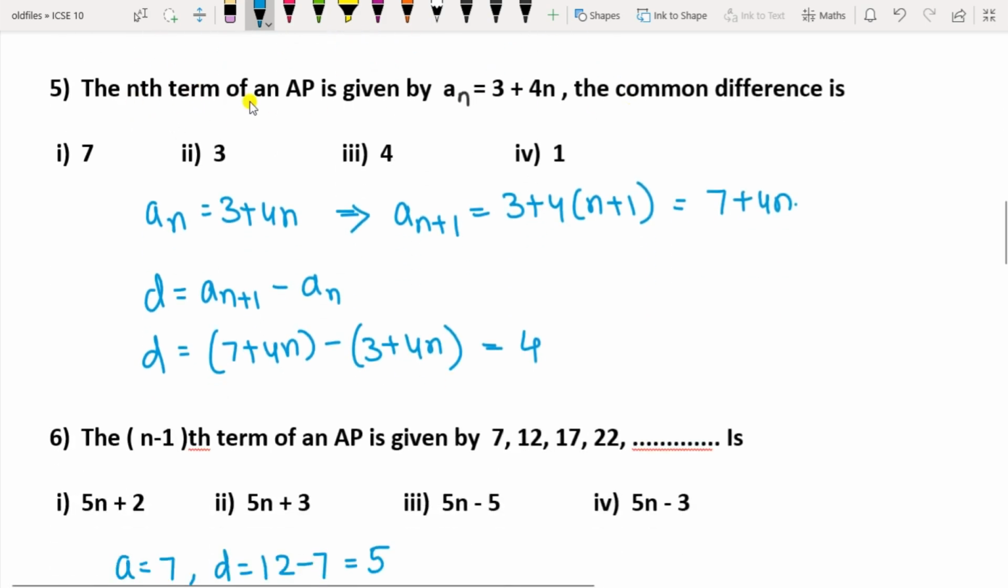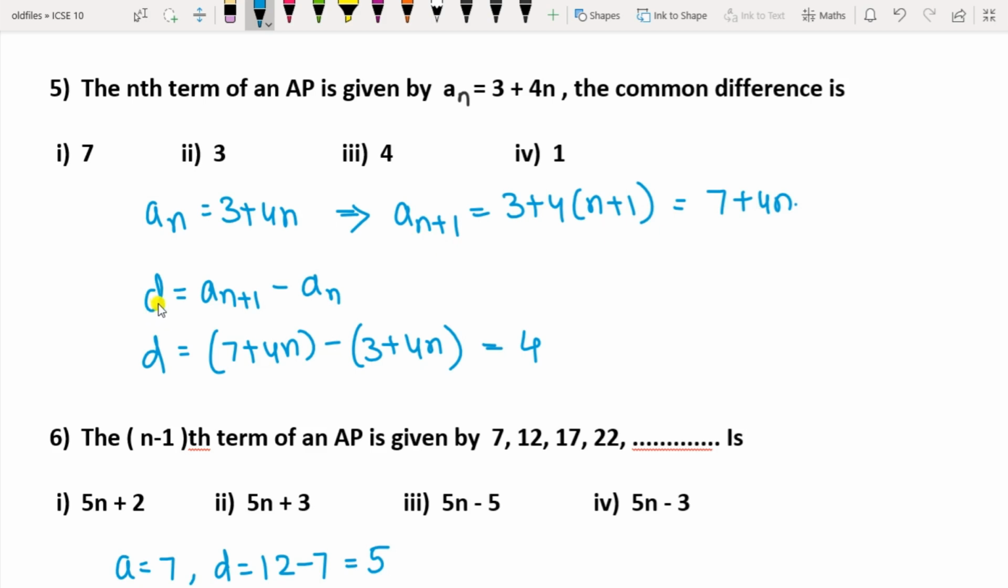The nth term of an AP is given by An equal to 3 plus 4n. The common difference is, you have to find D here. As we know, we find D by subtracting the preceding term from the succeeding term. Here we don't know the succeeding term, so you have to find it as An plus 1. We know An is given as 3 plus 4n, so in place of n you substitute n plus 1 and multiply 4 inside the bracket, and therefore by adding 3 and 4 you get 7 plus 4n as An plus 1.